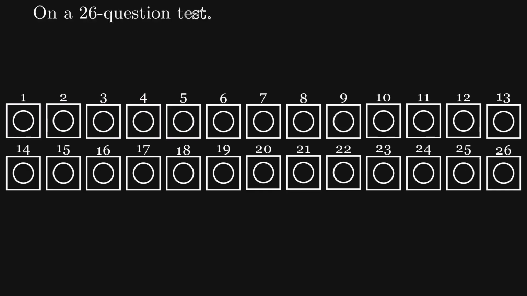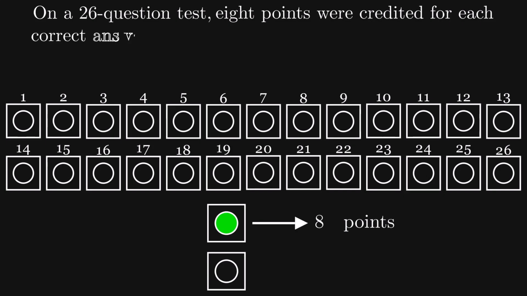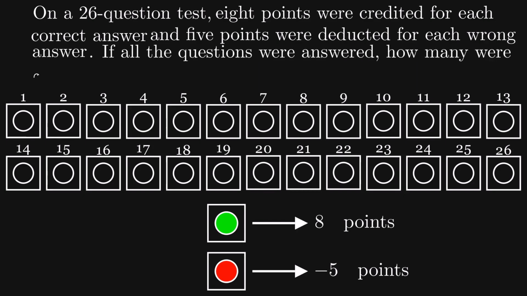On the 26 question tests, 8 points were credited for each correct answer, and 5 points were deducted for each wrong answer. If all the questions were answered, how many were correct if the score was 0?